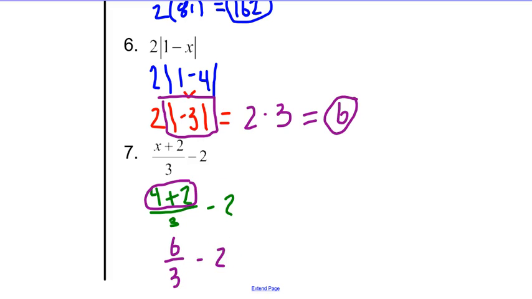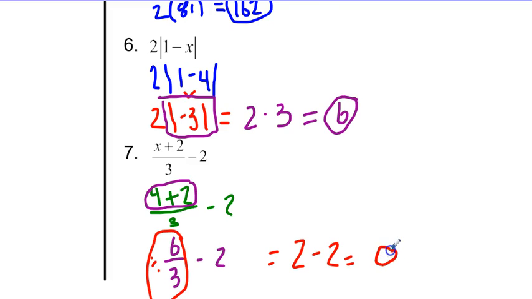Now, remember, this fraction bar means we're dividing. Division comes before subtraction. So we're going to do 6 divided by 3, which is 2. And then 2 minus 2, which is 0. Nothing. All we have is nothing left. So I'm going to put a box around that and know that that's our final answer.